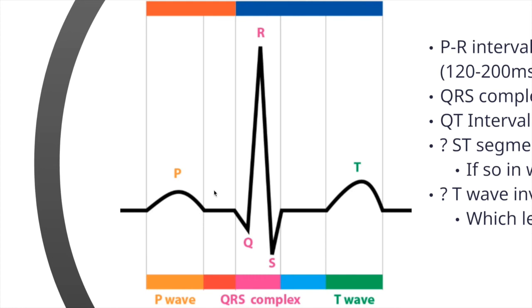You want to look for PR interval elongation, usually in heart block. That will be in the next lecture on arrhythmia. Don't worry, it will be covered.